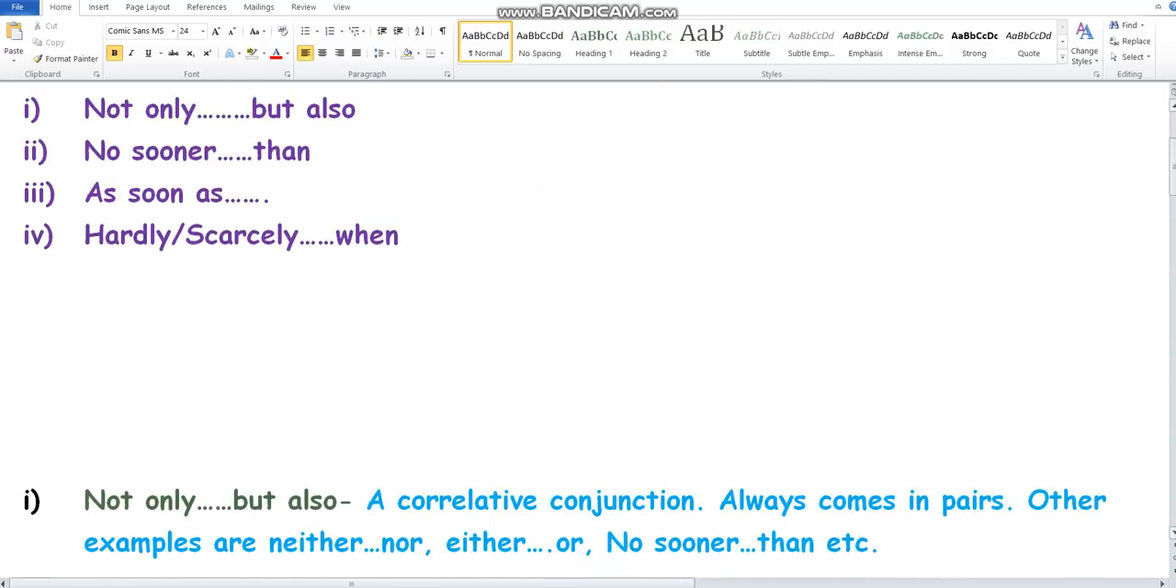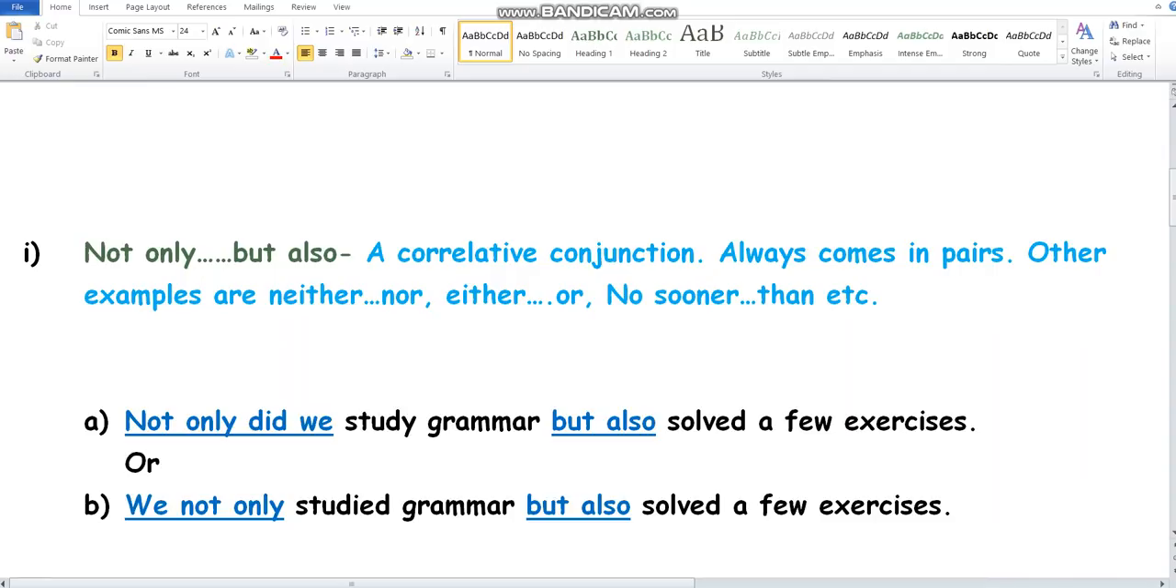Let us begin with the first structure, not only but also. It is a correlative conjunction, and correlative conjunctions always come in pairs. That is, not only followed by but also. You have to use both of them together, of course, in different places. They relate one sentence or a clause to another. A few other examples of correlative conjunctions are the pairs neither nor, either or, no sooner than, etc.